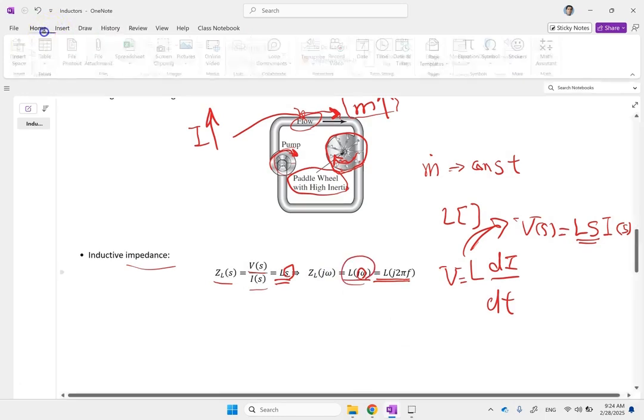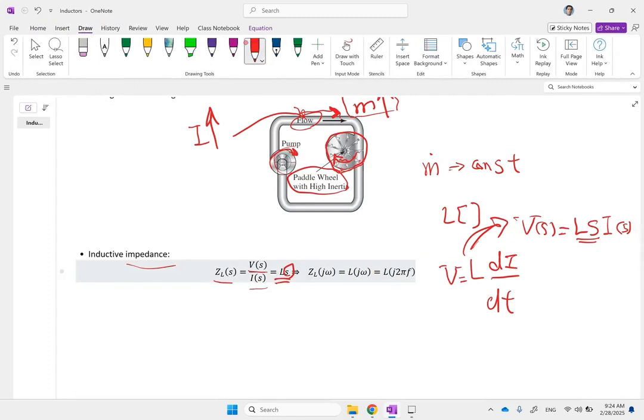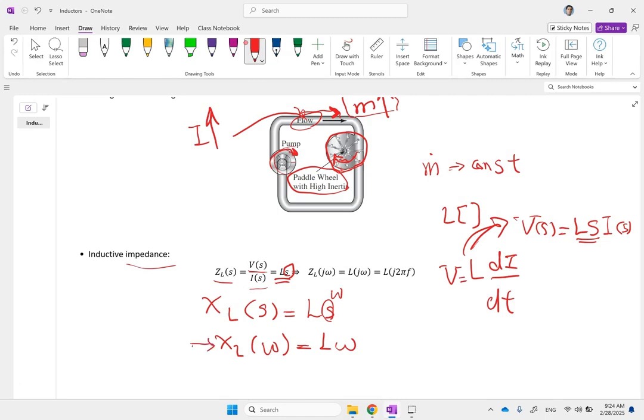And if somebody says, what is the reactance? Remember, reactance for an inductor is only the imaginary part of the resistance. So if I want X of L, it is simply L times S, but this S is going to be replaced with omega only, no j. So X_L of omega is going to be L omega. It acts like a derivative element, basically, in your circuits. So that is the impedance, or in this case, the reactance of your inductor.